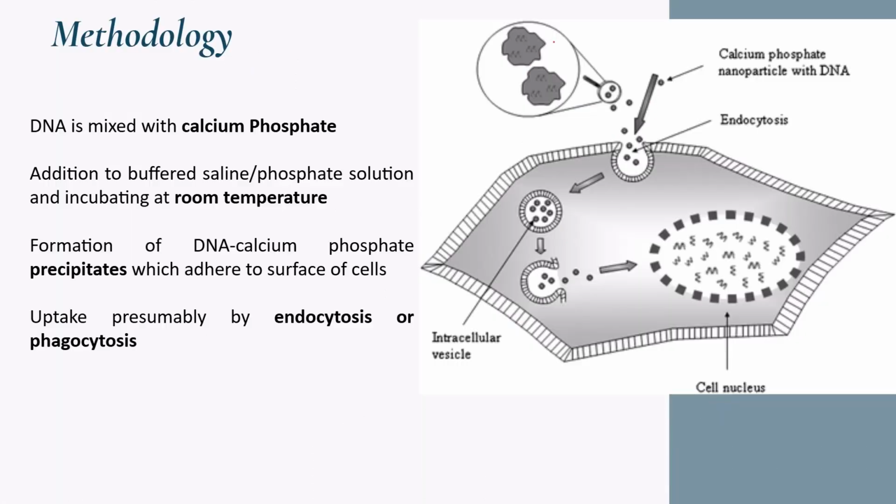The calcium phosphate plus DNA will be made into as fine as possible, and endocytosis will occur, and the cells will take in the genetic material or gene of interest. And then what happens? The proton sponge effect that we discussed earlier occurs, the endocytic vesicle ruptures, and the genetic material will be released. So this is what happens.